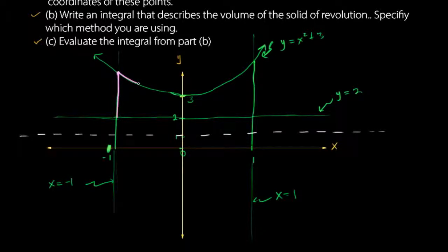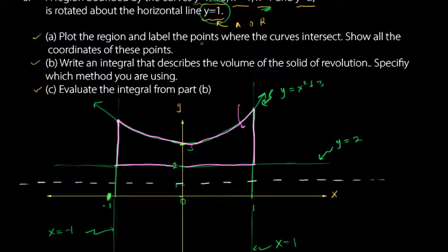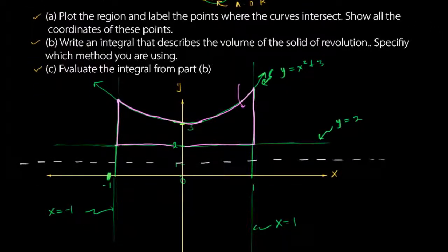You observe that they bound the region we have here. Yes, this is the region they bound, so we've plotted the region. Next: label the points where the curves intersect.